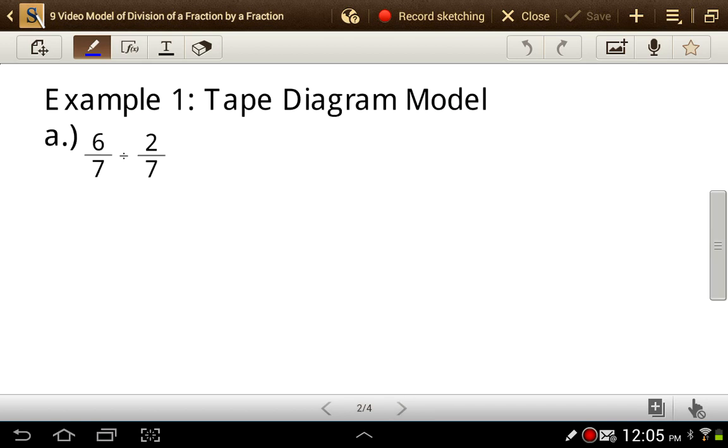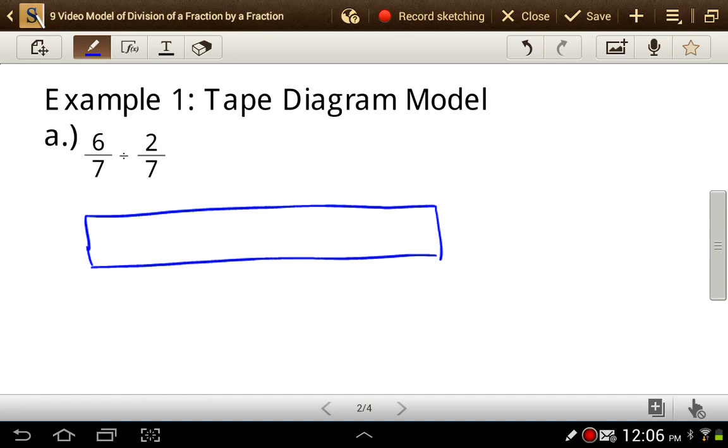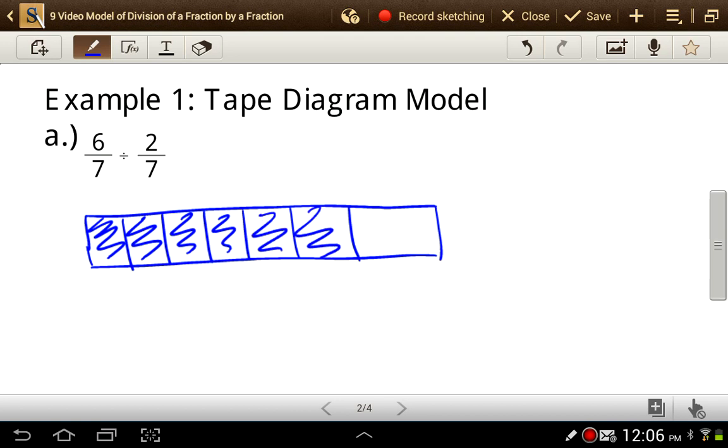In example 1, we are going to do 6/7 divided by 2/7. We are going to use a tape diagram model. To do a tape diagram model, we first draw our model of 6/7, the first fraction. I'm going to shade in 6 of these sections: 1, 2, 3, 4, 5, 6. So step 1, model the first fraction.